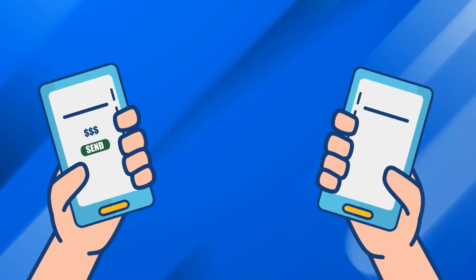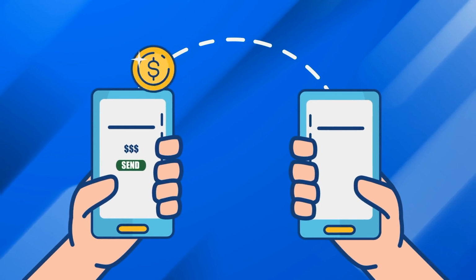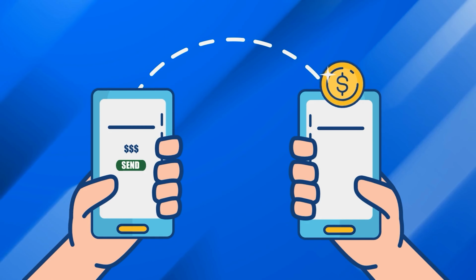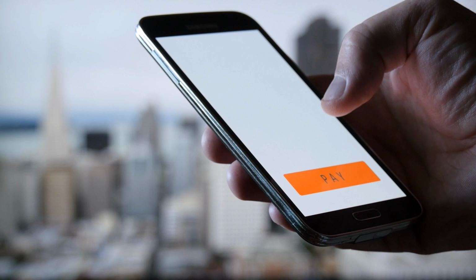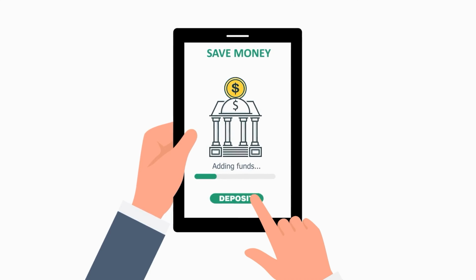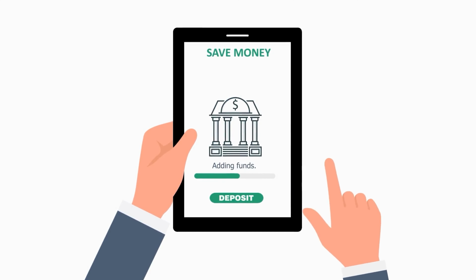So how does ACH processing work? There are two main types of ACH payments, ACH debit and ACH credit. In an ACH debit transaction, funds are pulled from an account, for example for bill payments, while in an ACH credit, funds are pushed into an account, for example, disbursements.